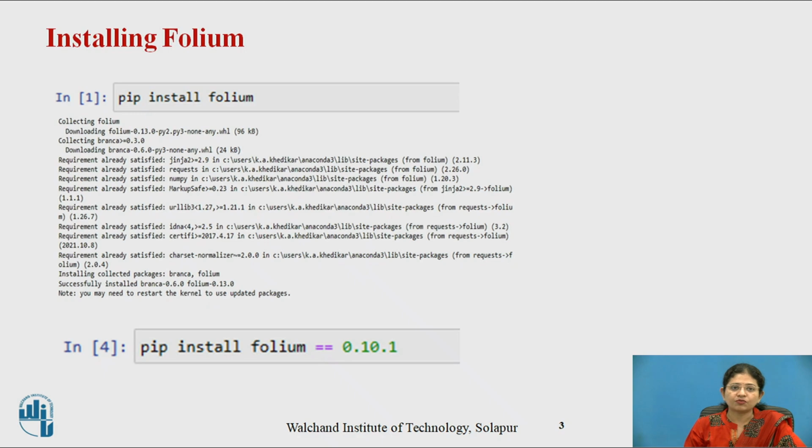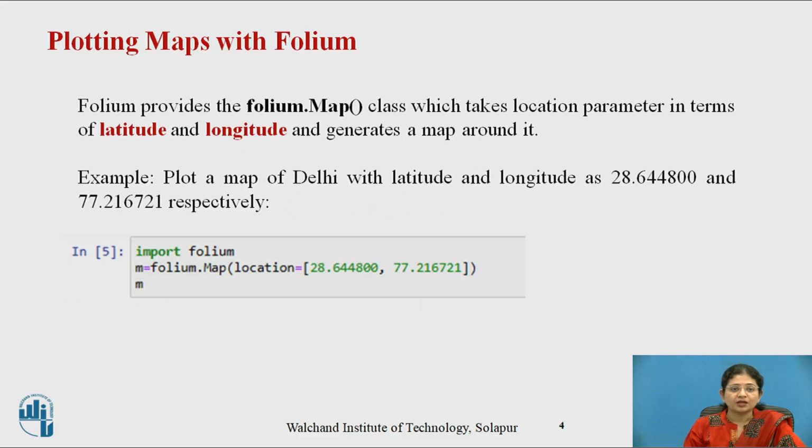Now let's start with the installation of Folium. The pip install folium command is used and version 0.10.1 is installed. Now we need to restart the kernel to load the updated package of this Folium library. So let's see plotting the map with Folium.